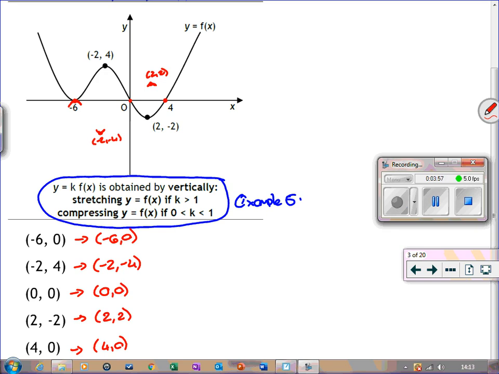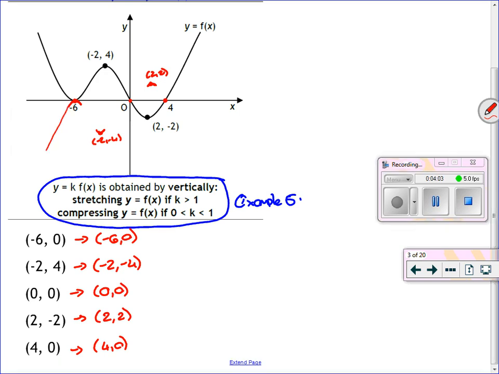So now that we have all those points plotted, we now just go ahead and sketch it. And that looks something like this. And that's the graph of y is equal to negative f of x. So if you ever have a negative on the outside, it means that we flip the graph in the x-axis.